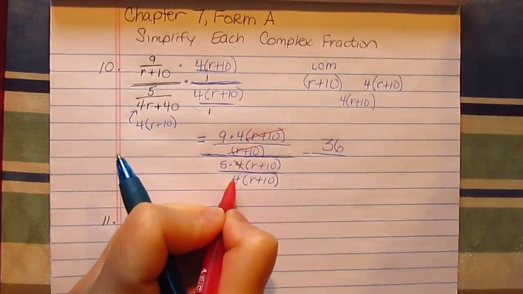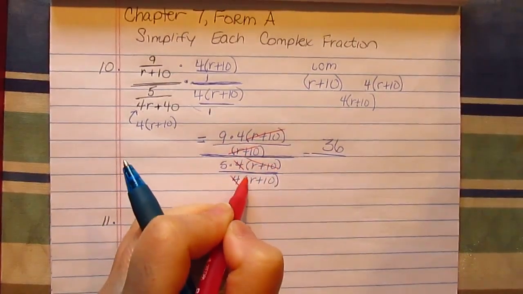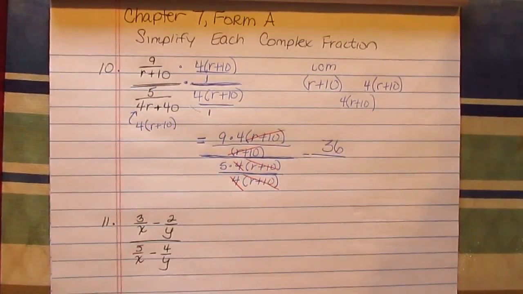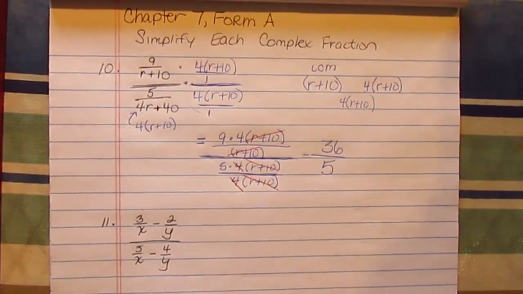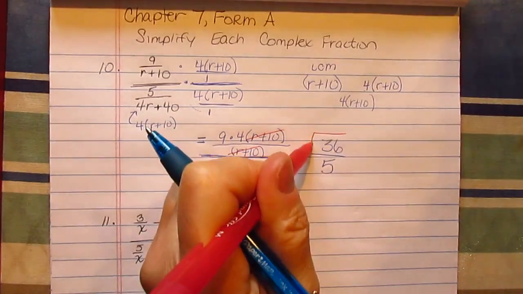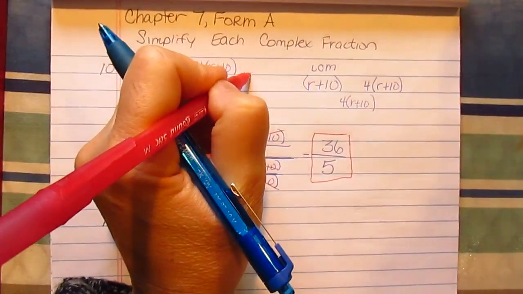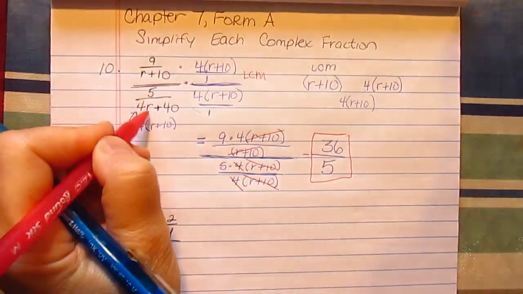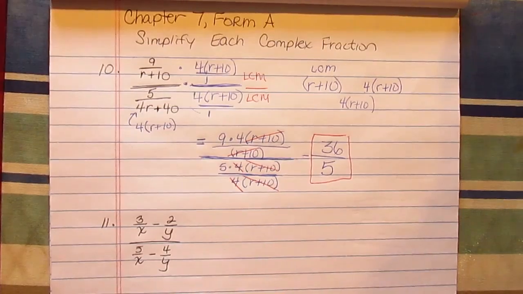This 4 cancels with this 4. Notice how these things are all multiplied together. And this (r + 10) cancels with that (r + 10). All I have left on the bottom is 5. That's it. That's the answer. So here I multiplied by the least common multiple of the many denominators over the least common multiple, or a form of 1.